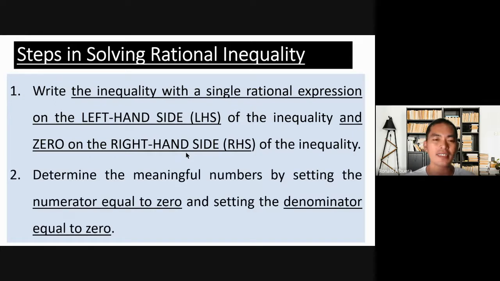Next is, determine the meaningful numbers by setting the numerator equal to 0 and setting the denominator equal to 0. Ang ibig sabihin ng meaningful numbers, it's the critical values. You are going to solve the numerator equated to 0 and solve for that particular variable and also in the denominator.